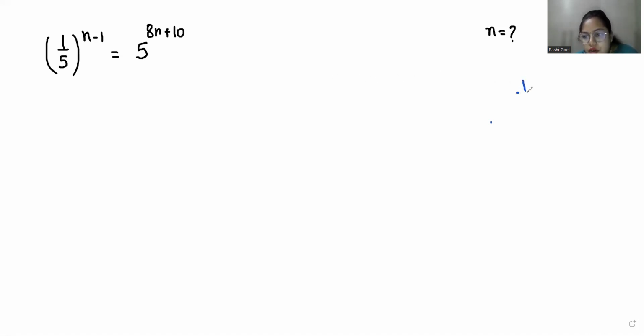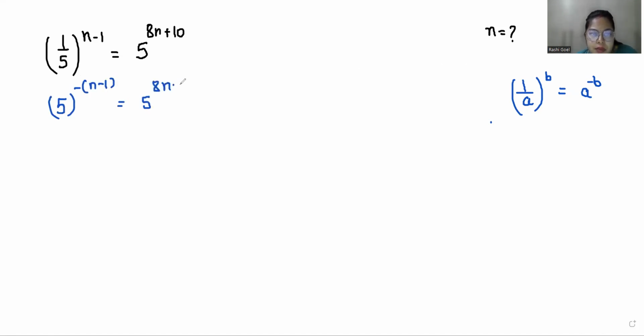According to the exponent rule, (1/a)^b can be written as a^(-b). So here we can write it as 5^(-(n-1)) = 5^(8n+10). Now we know that if the bases are equal, their powers are also equal. So -(n-1) = 8n + 10.